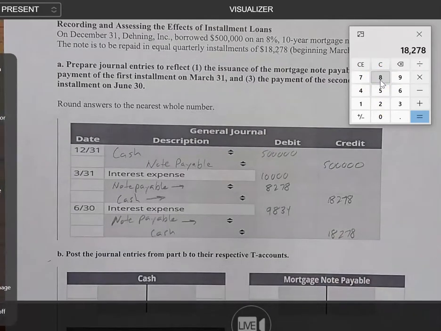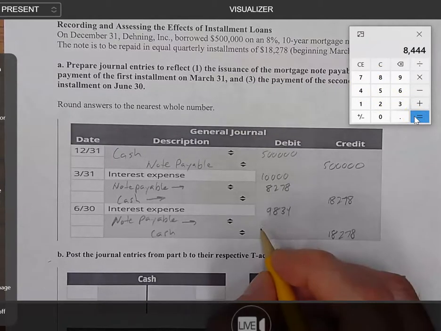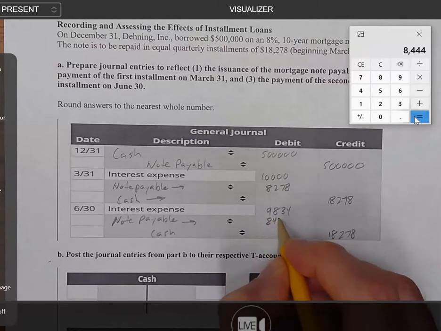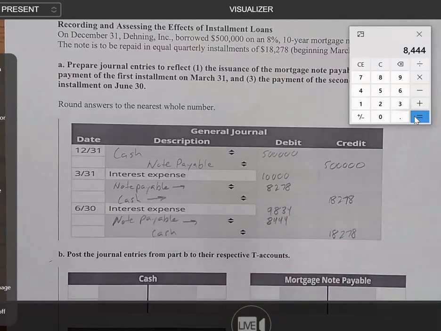All right, and then we're going to subtract this interest expense amount from that. 8444. Okay, and that's all we have to do. We don't have to go any further with it than that.